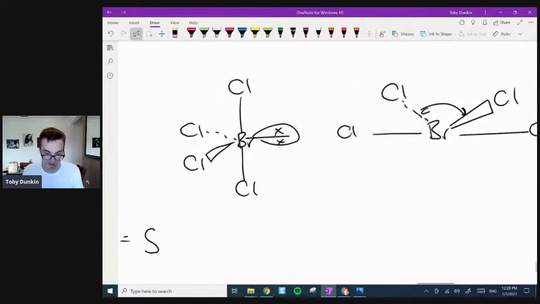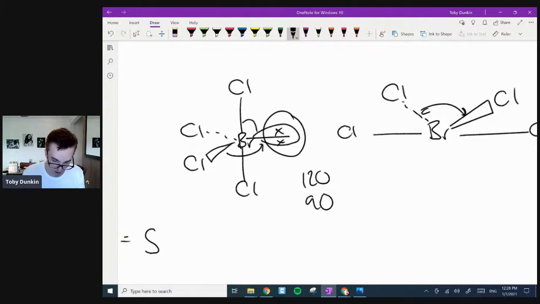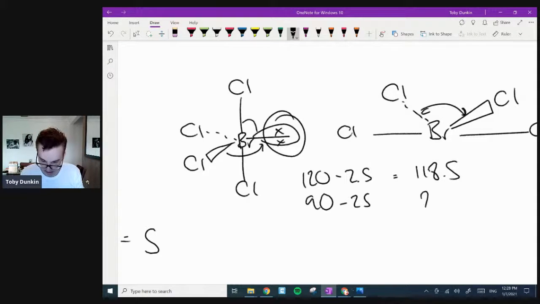Okay, and the bond angle here, trigonal bipyramidal, is 120 within the plane, and then 90. And then you've got 1 lone pair, minus 2.5 from both. So that's going to be 117.5 and 87.5, I believe. There you go. Done.